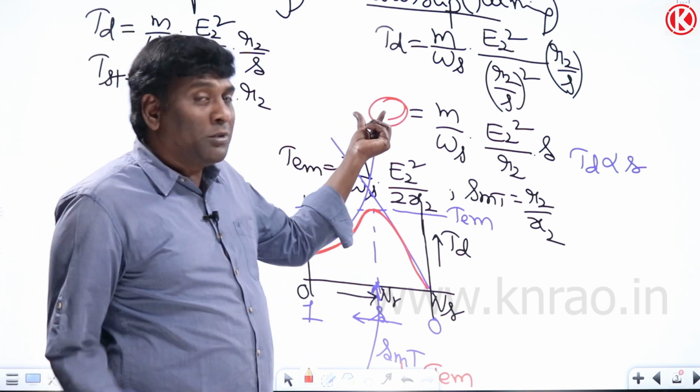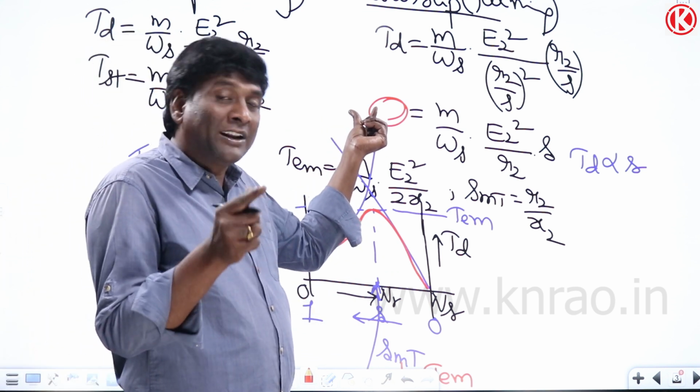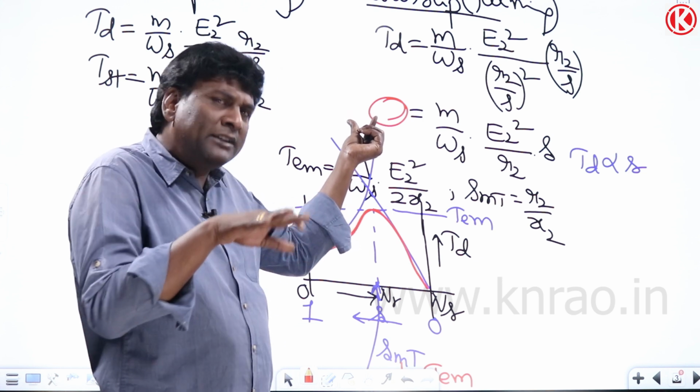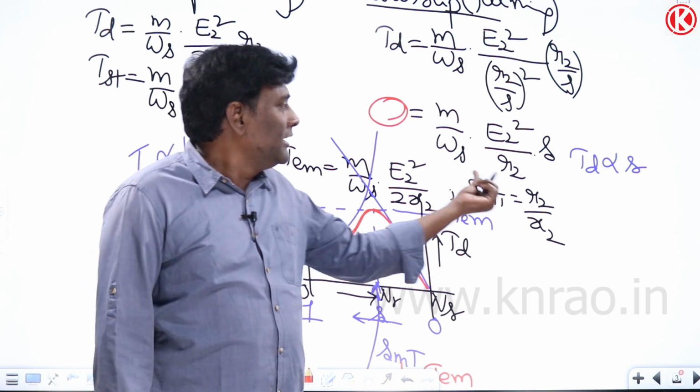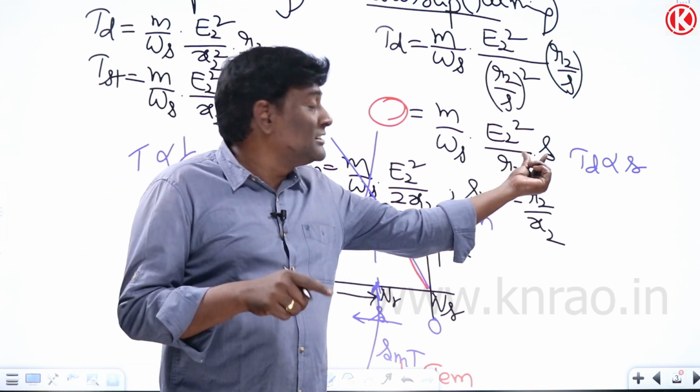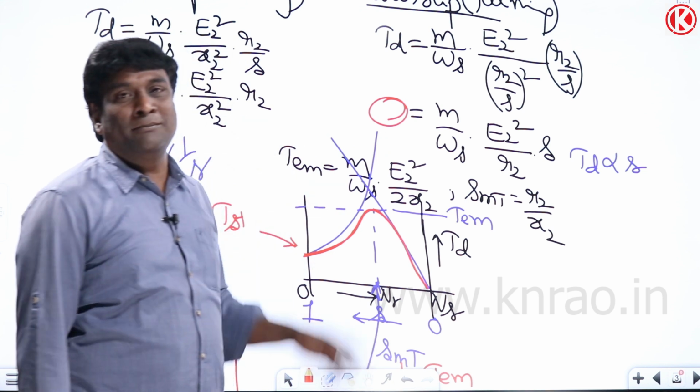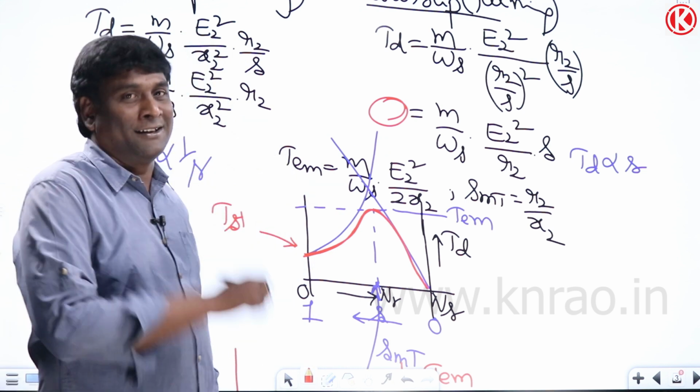Now, for example, for a given 150 Newton meters, the torque requirement is constant by the load. When the torque requirement is constant by the load, if rotor resistance is doubled, slip will also be doubled in order to meet the same load torque requirement. That should be the analysis.